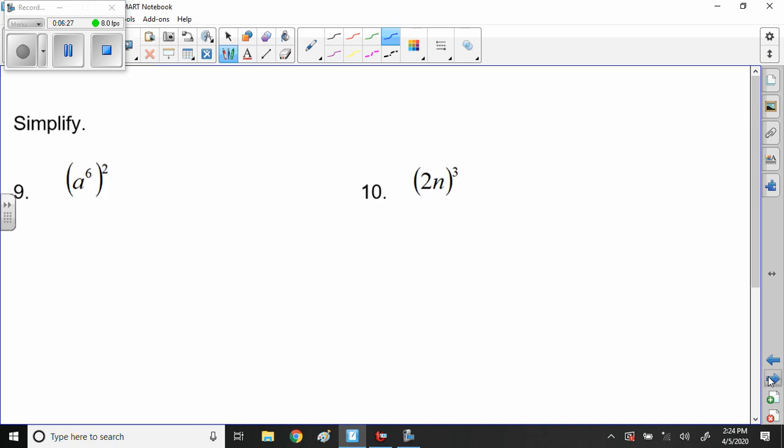Okay, next we're applying a second exponent to things that already have an exponent. So remember, you multiply those. So a, 6 times 2 is 12.